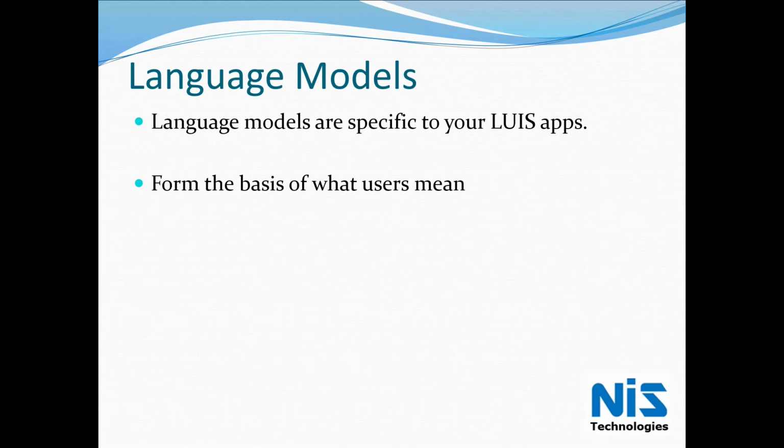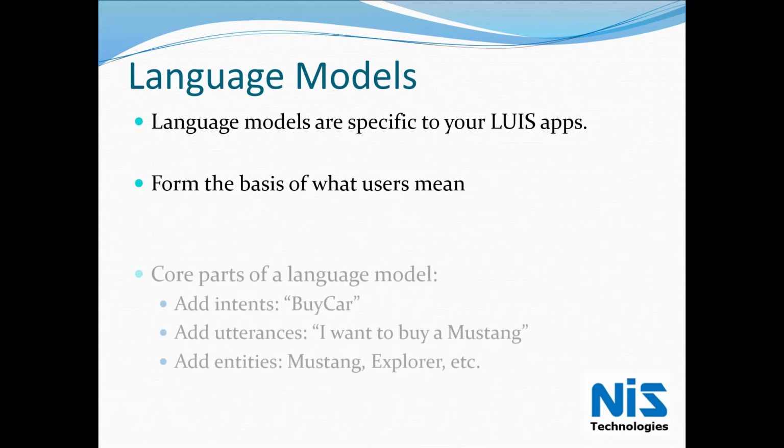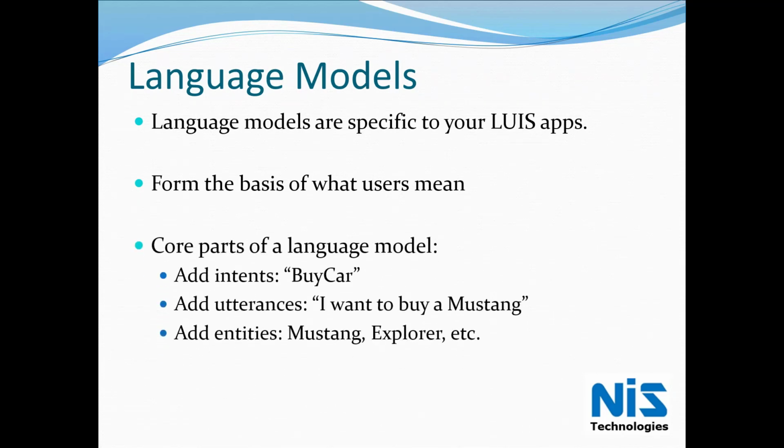And if you notice, all the three sentences, they all have the noun and the verb not necessarily in the same order. I'm not specifying the word buy. I'm not specifying purchase in every sentence, but rather it gathers that the intention of the user is to buy a car. And so there are three core parts to the language model. There is the intent, which can be looked at as the verb. In my case, it's buy car. The utterance, which is the complete sentence. And in this case, the example is, I want to buy a Mustang.